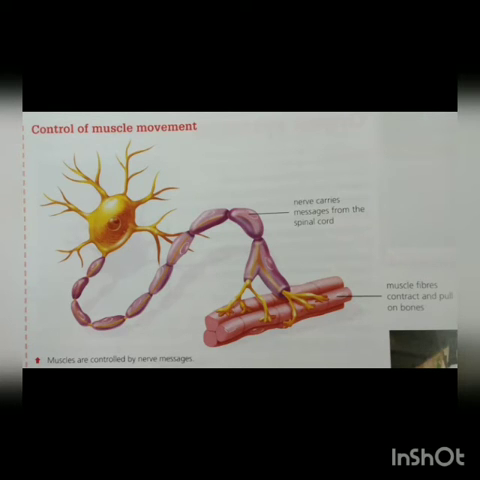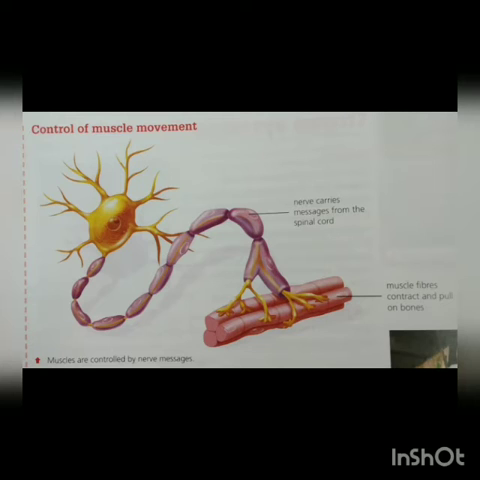Messages from the brain control when your muscles contract. These messages travel down your spinal cord. As we all know, the spinal cord is used to send messages. Messages are sent through the spinal cord, and from the spinal cord they are passed to smaller nerves to every muscle fiber. As you can see in the diagram, messages are carried in the spinal cord and muscle fibers contract and pull on bones.